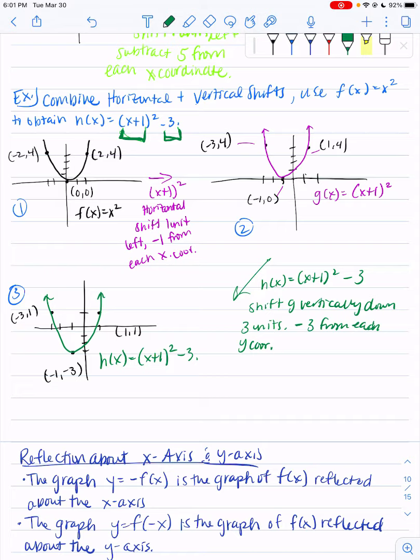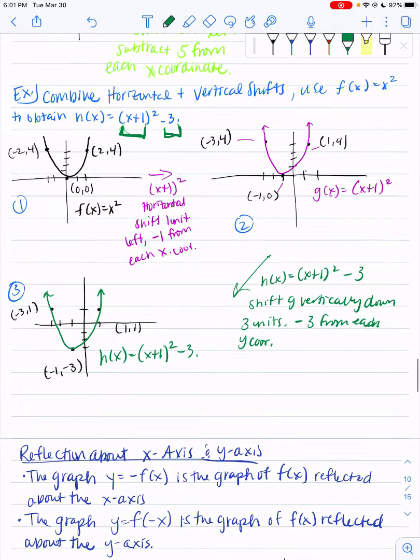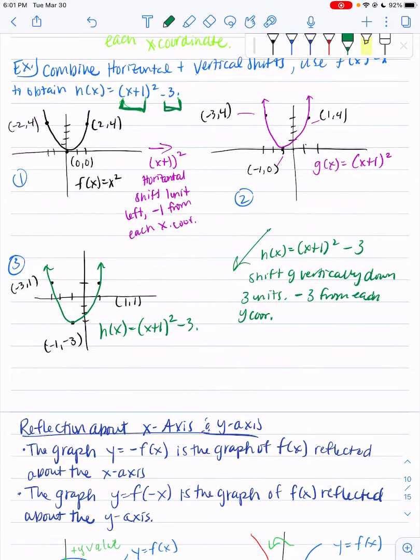But remember, now we have to do our vertical shift. So we'll go ahead and do that. And that's our third step. So I'm going to subtract 3 because it's vertical. So I'm going to shift g vertically down 3 units. So I'm going to subtract 3 from each y coordinate.